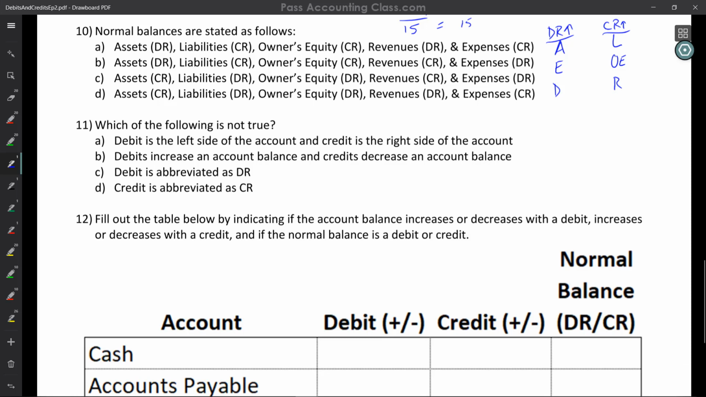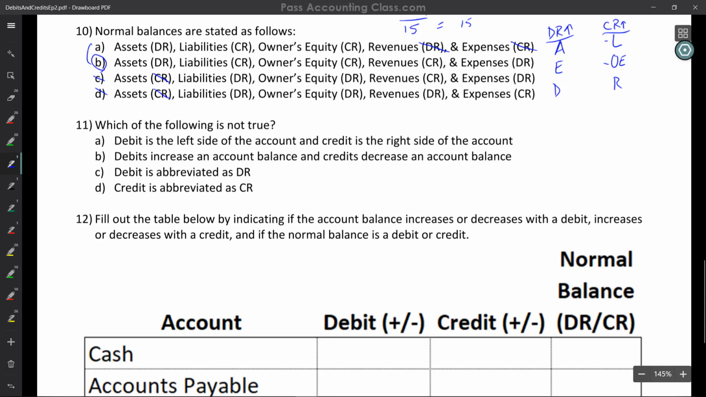So I'm going to look at debits for assets, so it could be these two, and I know that these are wrong because it's listing assets as credits as the normal balances. So next I'm going to go through and read the first one, assets debit, yep. Liabilities credit, yep. Owner's equity credit, yes. Revenues debit, no, so this is wrong. And expenses credit, and that's wrong as well. So the answer here is going to be B.